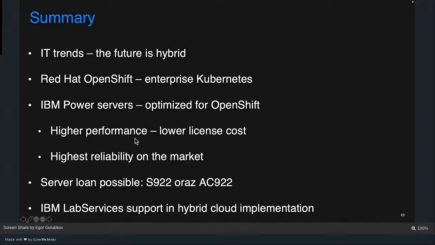And of course, we support our customers with our lab services department. If there is some use case with a hybrid cloud implementation or any other technical IT aspect, then we support our customers with our technology skills. If you have any questions or would like to contact me, you have my contact data. And I would like to thank you for your attention.